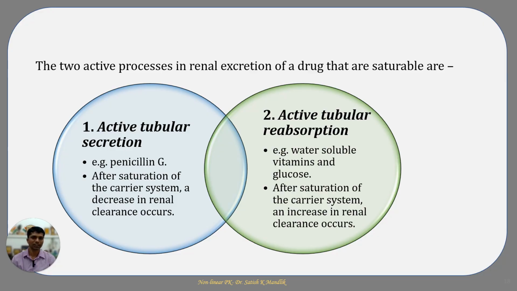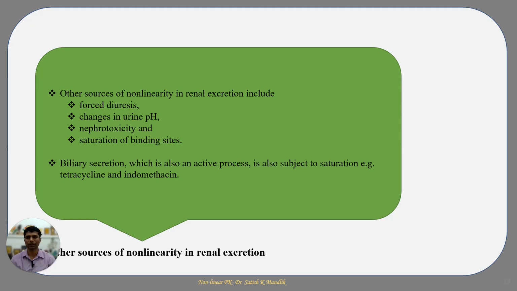Second is active tubular reabsorption, especially of water-soluble vitamins and glucose. After saturation of the carrier system, an increase in clearance occurs. So in active tubular secretion, clearance decreases, and in active tubular reabsorption, clearance increases. So these are the different variabilities. There are certain other sources of non-linearity in renal excretion, which include forced diuresis, changes in the urinary pH, some disease conditions like kidney failure, nephrotoxicity, and saturation of binding sites. Those are the other contributors for non-linearity in urinary excretion.